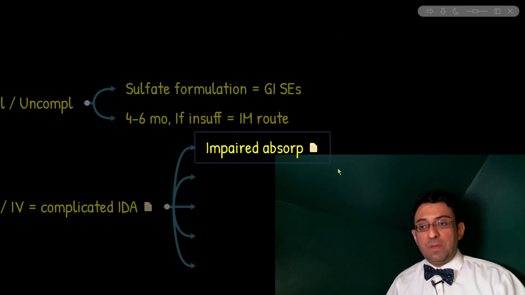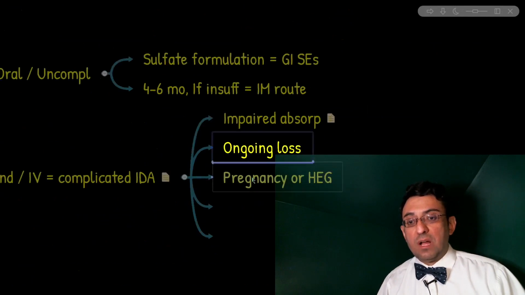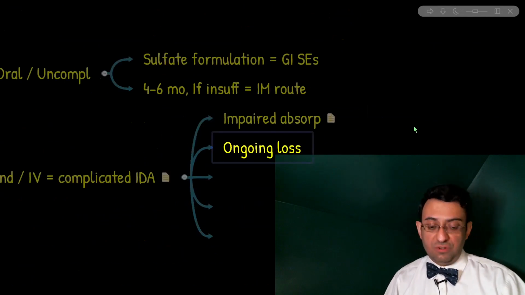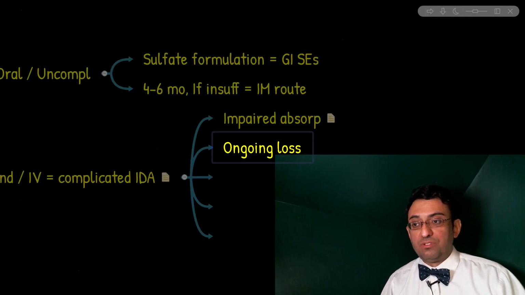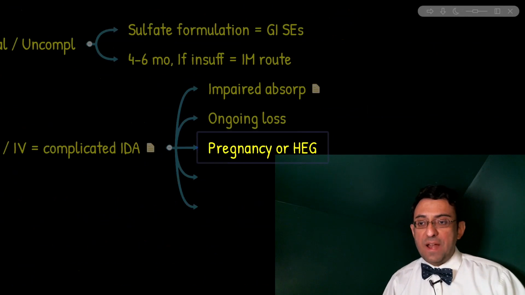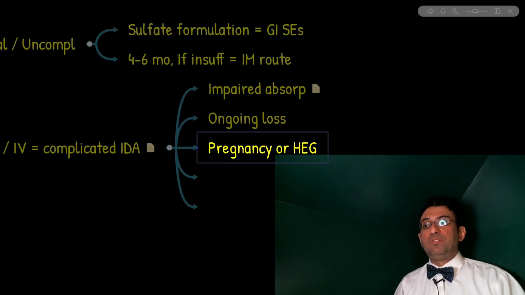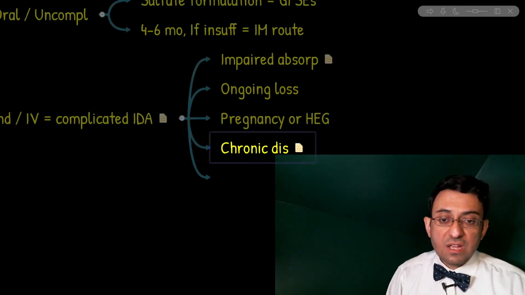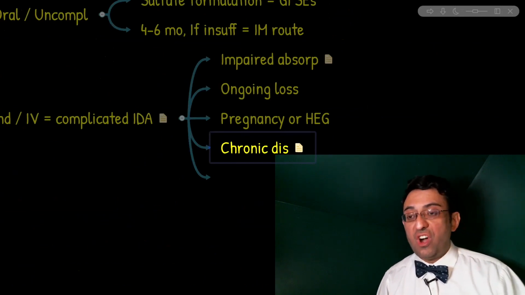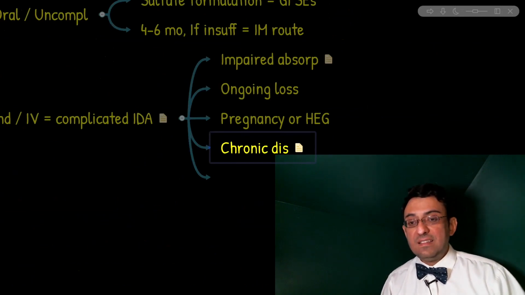Next category is a person with ongoing blood loss. That could be GI, GU, acute or chronic, any type. That person also requires IV. Next is the patient who is either pregnant or has hyperemesis gravidarum during pregnancy, who specifically requires IV. Next, we have patients with chronic disease. These specifically include malignancy, congestive heart failure, and chronic kidney disease.